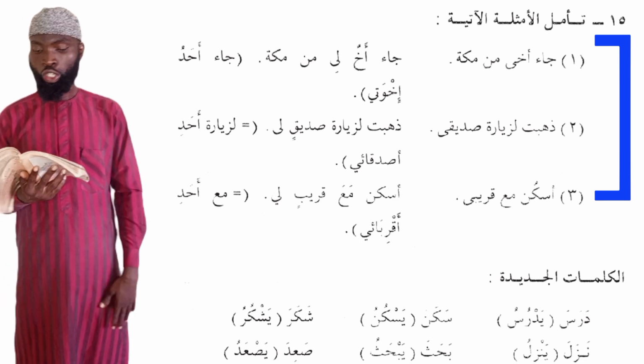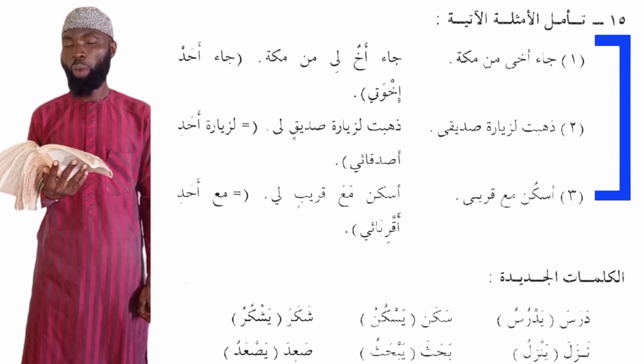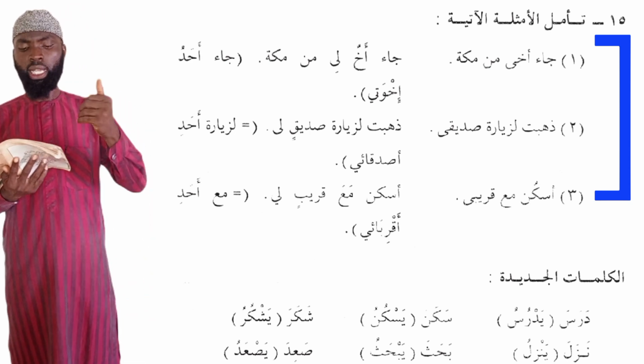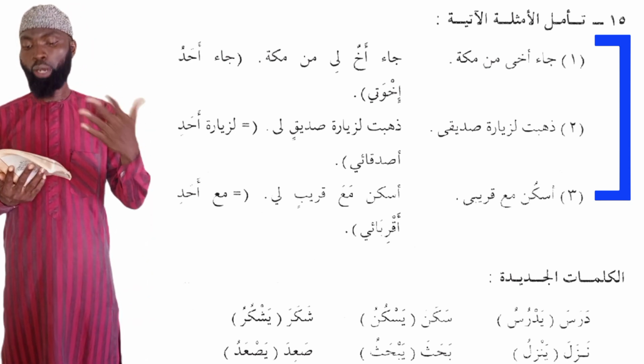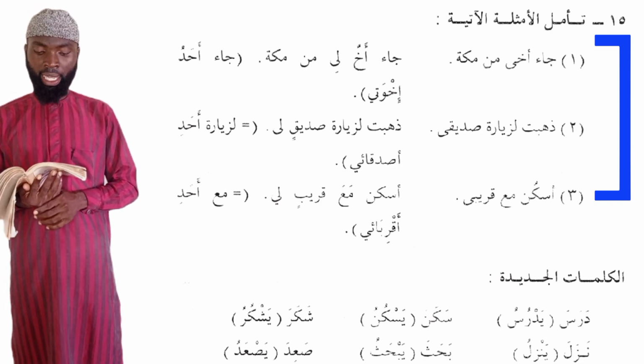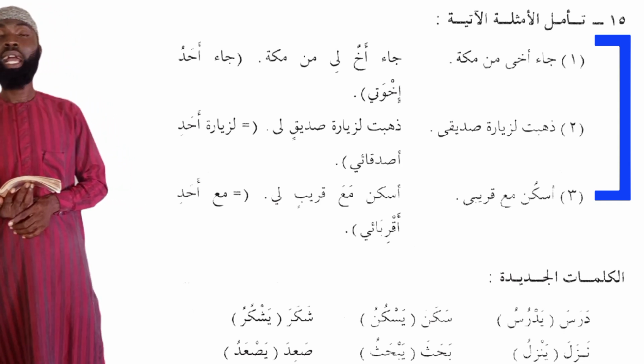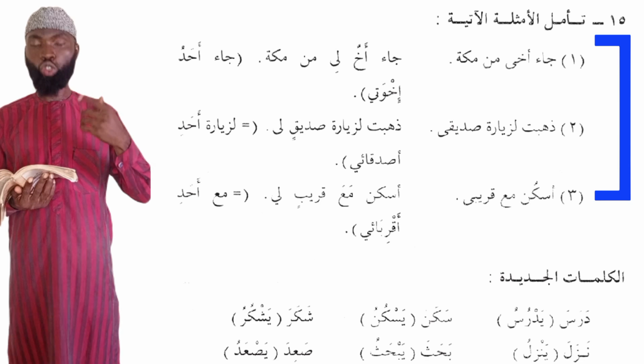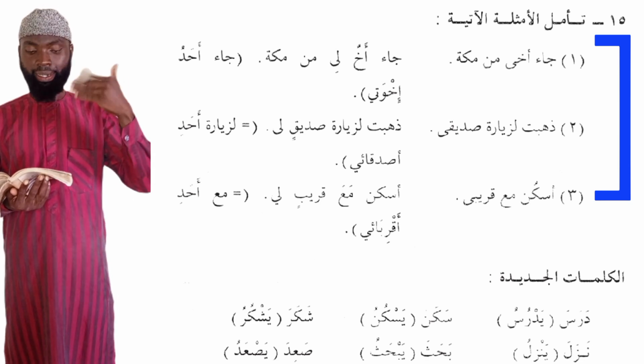One of my brothers. So ذهبت لزيارة صديقي. I went to visit my friend. ذهبت لزيارة صديق لي. I went to visit a friend of mine. Then أسكن مع قريبي. I live with my relative. أسكن مع قريب لي. I live with a relative.